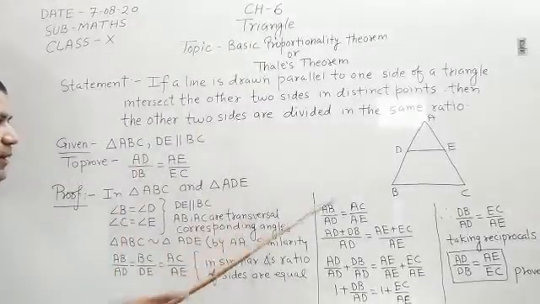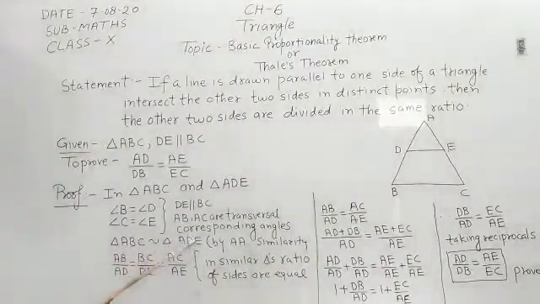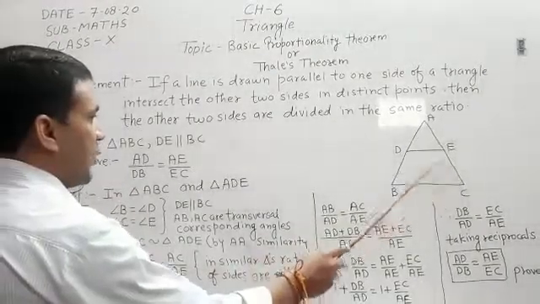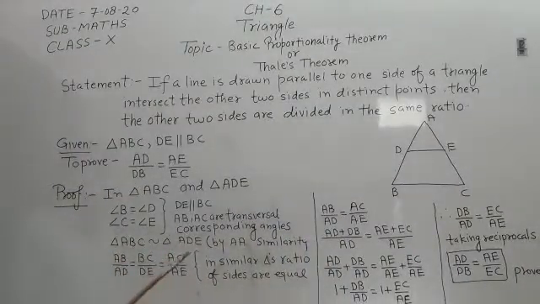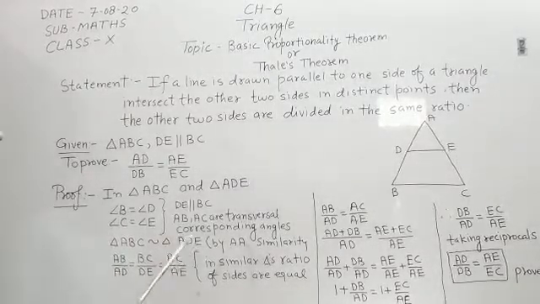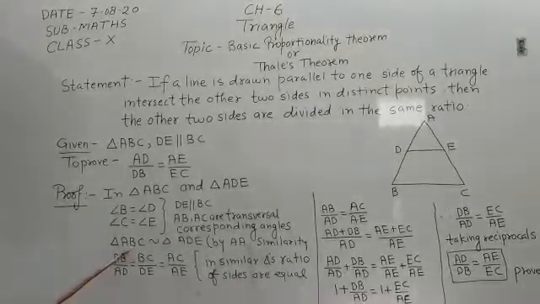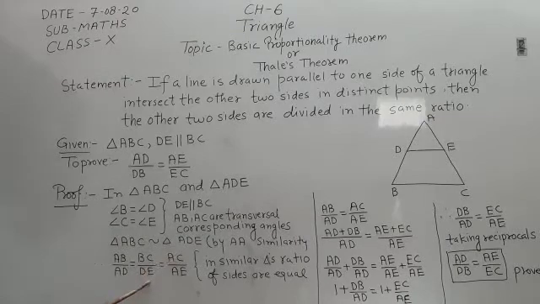The one thing you should remember: angle D is equal to angle B, therefore the places of B and D are the same when you write the name of the triangle. Similarly, angle C is equal to angle E, so the positions of C and E are the same while writing the name of the triangle. Now you know, if two triangles are similar, then the ratios of their sides are also equal. It means side AB of the first triangle upon side AD of the second triangle is equal to side BC of the first triangle upon side DE of the second triangle, is equal to AC of the first triangle upon AE of the second triangle.